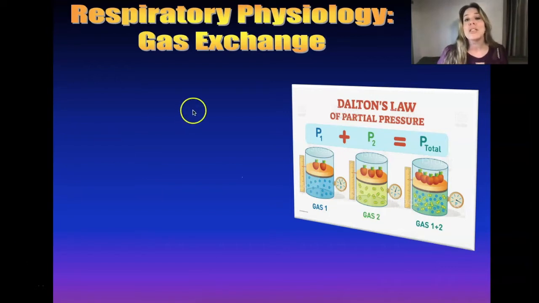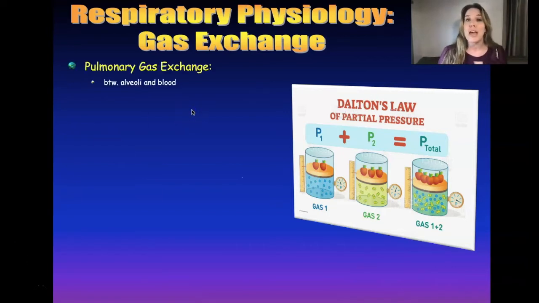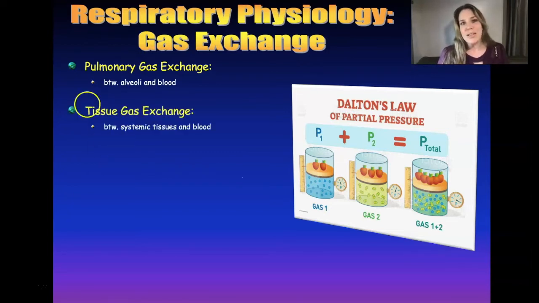So we're going to do this by studying 2 different kinds of gas exchange in the respiratory system. Pulmonary gas exchange, which is the exchange of oxygen and carbon dioxide between the alveoli of the lungs and the pulmonary capillaries that contain blood. We're also going to look at tissue gas exchange, which would be all the tissues of the body and how they're exchanging oxygen and carbon dioxide with the blood in the systemic capillaries.